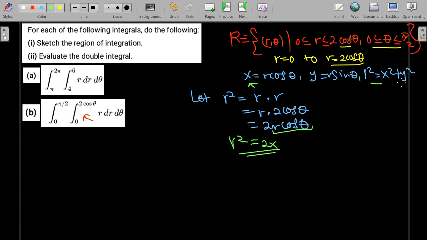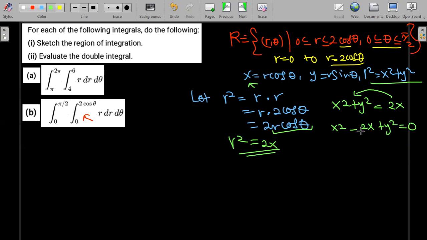So now I can use this equation here. Where there's r squared, I'll put 2x. So it will be y squared plus x squared equals 2x. This one comes this side, and the 2x comes this side. So it will be x squared minus 2x plus y squared equals 0.